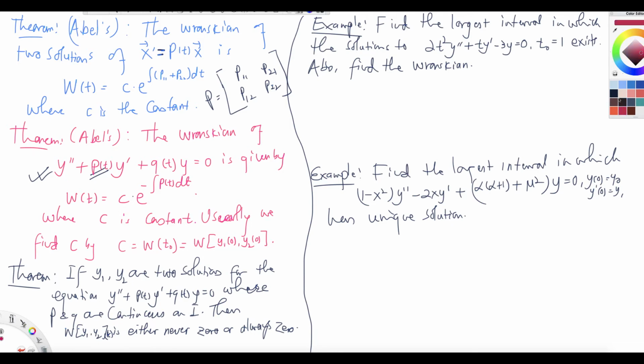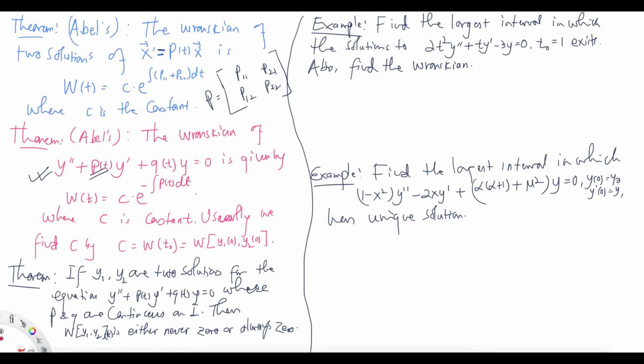So let us do some examples, then things will get clear. Let us do the first example. Find the largest interval in which the solution to 2t squared y double prime plus t y prime minus 3y equals 0 exists. That's what you want to do here. So how do I find out the largest interval there?